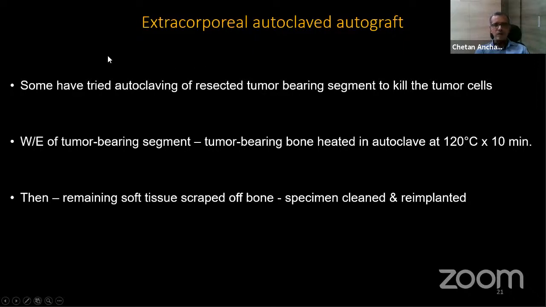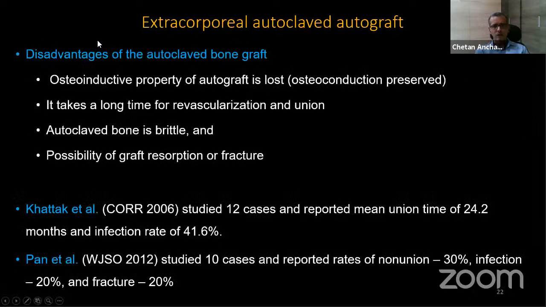Some doctors have tried autoclaving of the resected tumor-bearing bone to kill the tumor cells. Here, the wide excision of the tumor-bearing segment is done, following which this tumor-bearing bone is heated in an autoclave at 120 degrees for 10 minutes. Then the soft tissue is all scraped off the bone and the specimen is cleaned and reimplanted. However, this autoclaved bone graft has a lot of disadvantages. One is that the osteoinductive property of the autograft is lost. Only the osteoconduction is preserved.